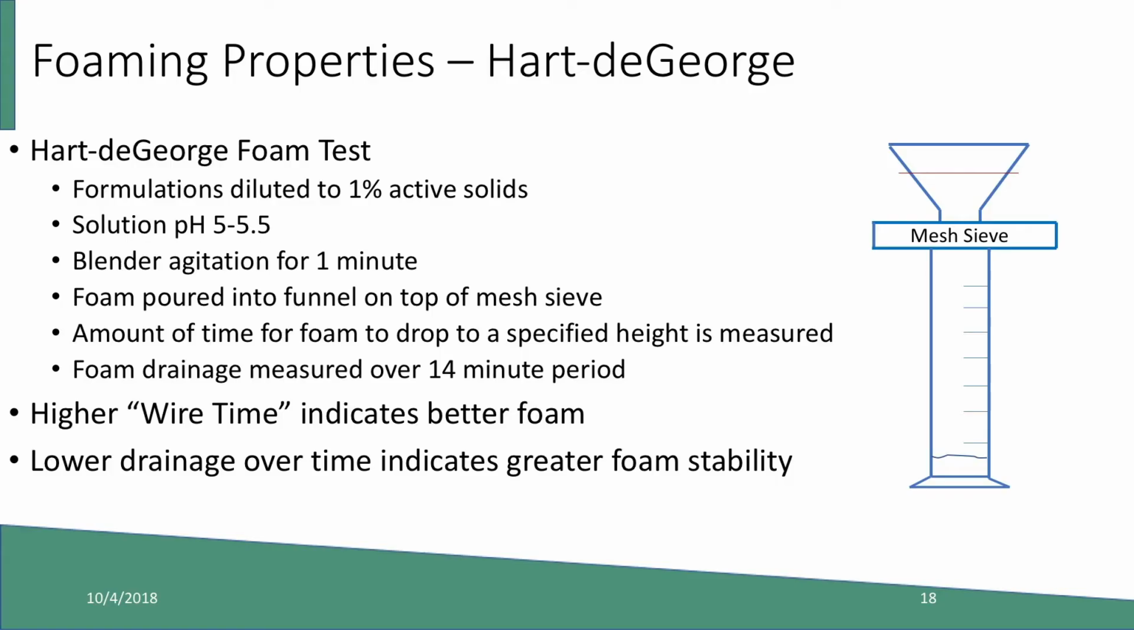And there's two measurements that we take out of it. The first one is the wire time, which is just the amount of time it takes for that wire that you can see in the funnel to become fully visible. A higher wire time indicates better initial foaming. And then after that, as it drains into the graduated cylinder, we measure foam stability by looking at the drainage over the course of 14 minutes. So as we're looking at this data for wire time, a higher number is better, but when we're looking for drainage, a lower number is better because it indicates better foam stability.